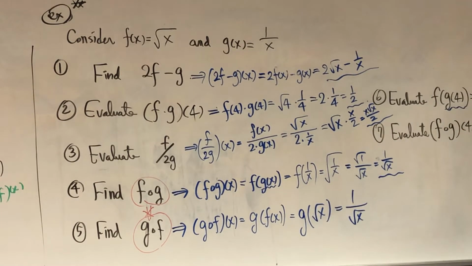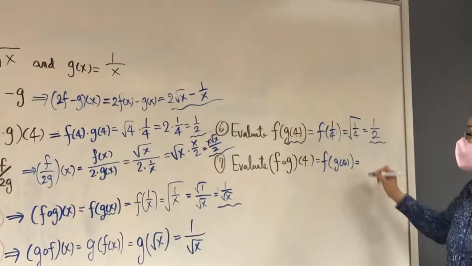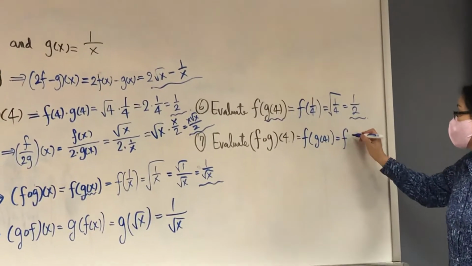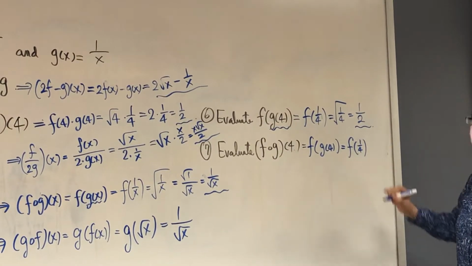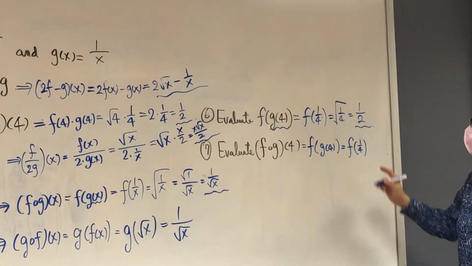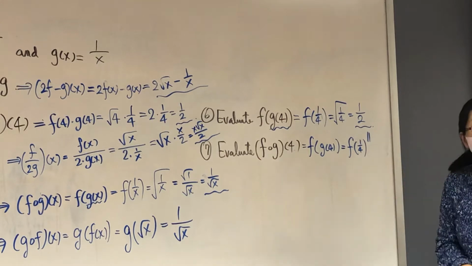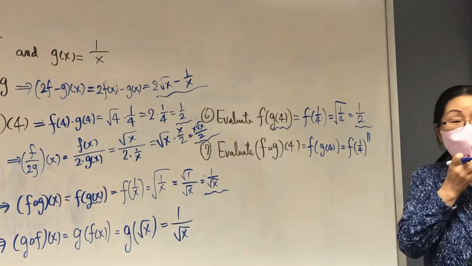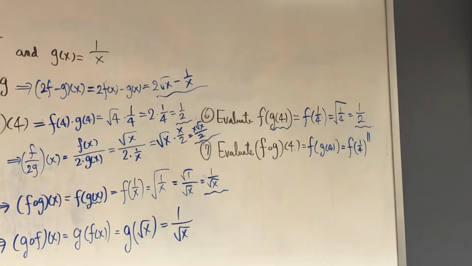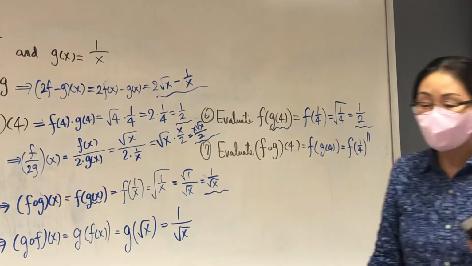Okay, how about this? This one, f over g over 4, am I right? So what is your f over 1/4? Am I right? So it is what? Same. Actually same, right? Do you understand? Hold on. Now your turn.